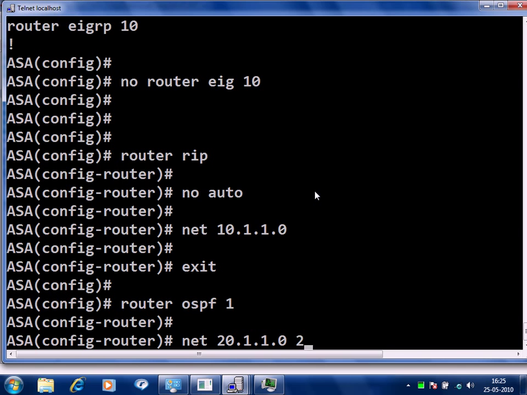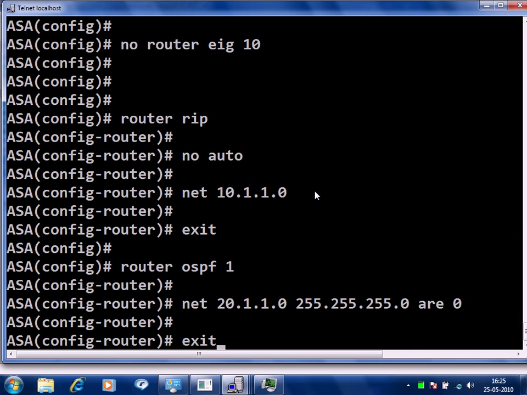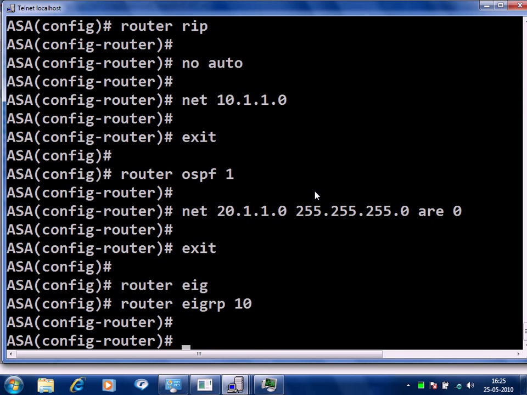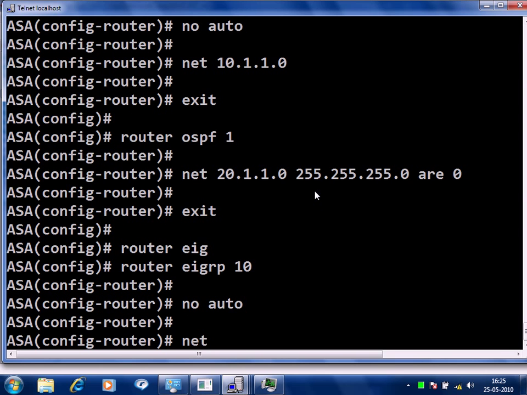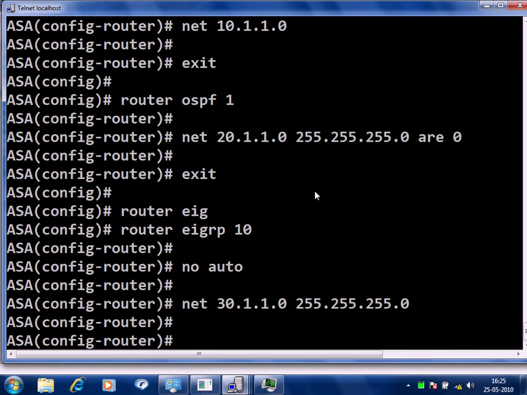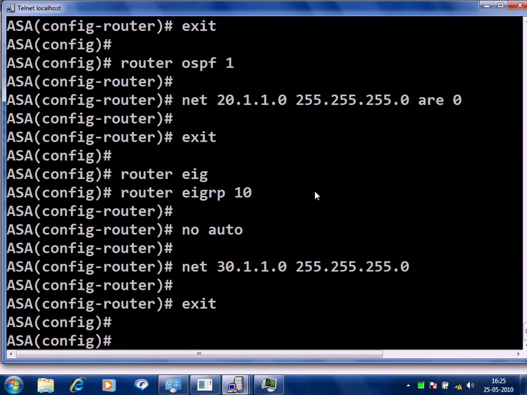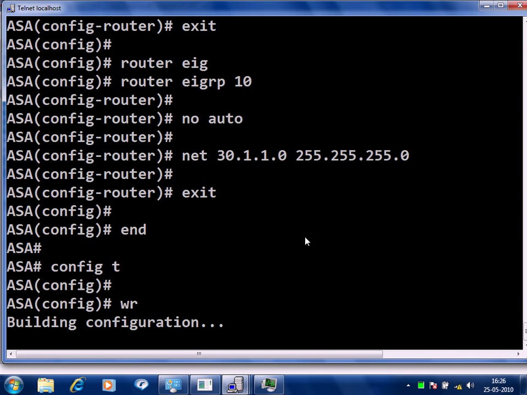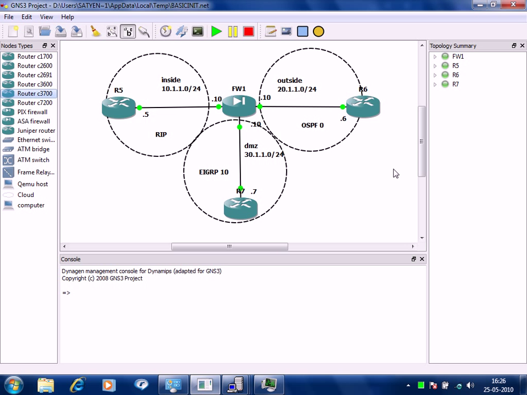Network 20.1.1.0. I have advertised the 20.1.1.0 network in OSPF. So I have enabled OSPF on the outside interface. Now configure EIGRP. No auto summary. Network 30.1.1.0. I have enabled EIGRP on the DMZ network. 3 interfaces, 3 different routing protocols. Okay. Write this configuration. Go to the routers and enable it.